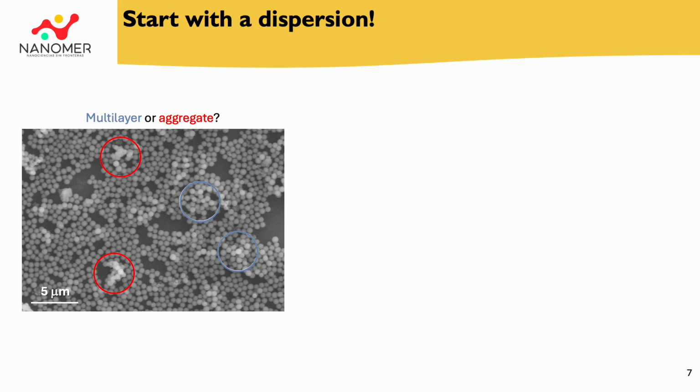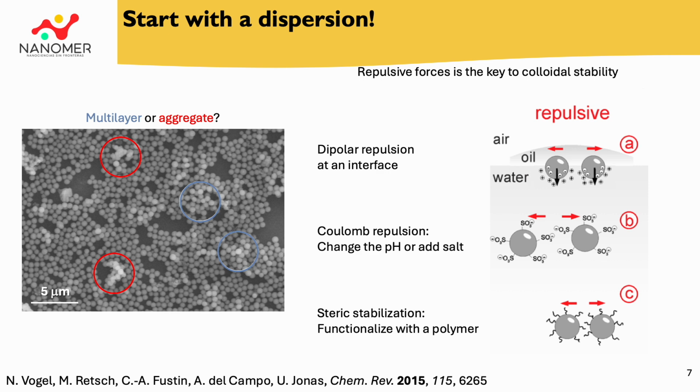So in your own samples, you can see if you have a problem with colloidal stability. And if you do, there are some solutions. You need to increase the repulsive forces between your particles. For instance, we can have dipolar repulsion at the interface here. This is not what we use when we're doing dip coating. We can have Coulomb repulsion, which we can achieve by changing the pH of our solution or by adding salt, which will then go around the particles and increase the repulsions between them. Otherwise, often it's used to add a polymer which absorbs onto the surface, and this creates steric stabilization of our solution.